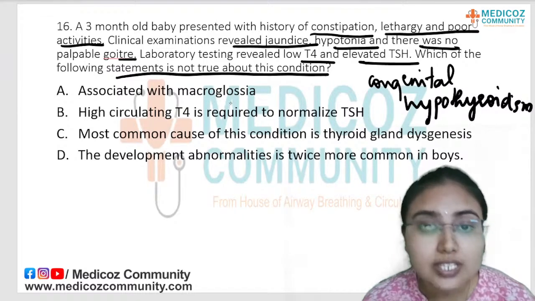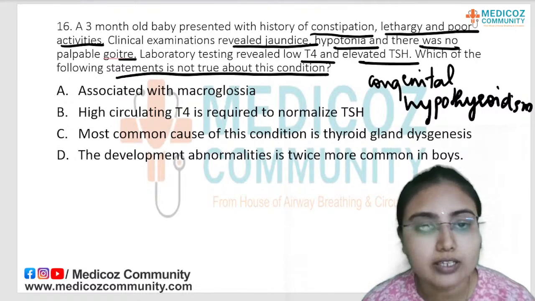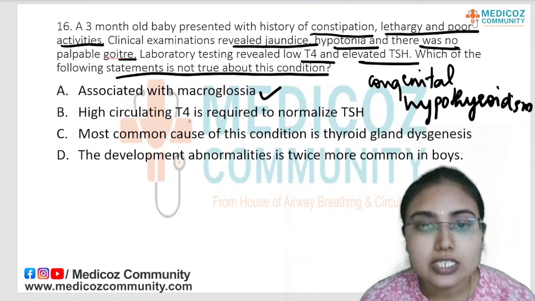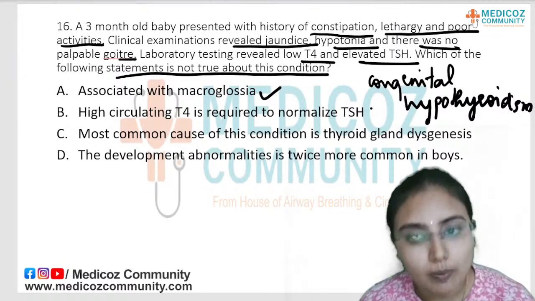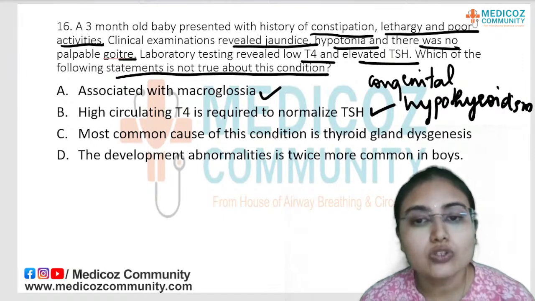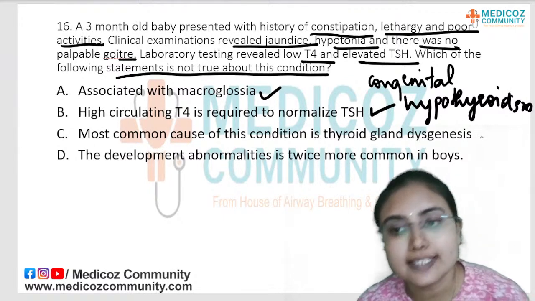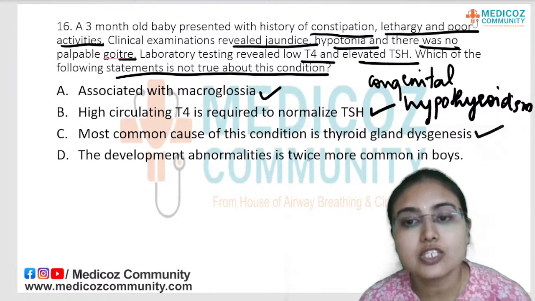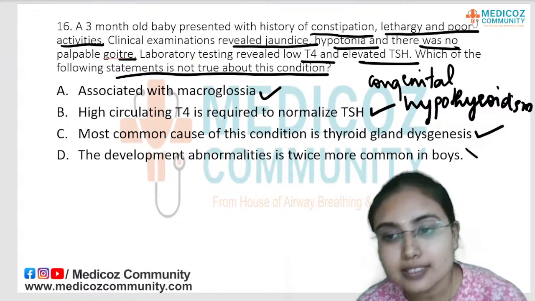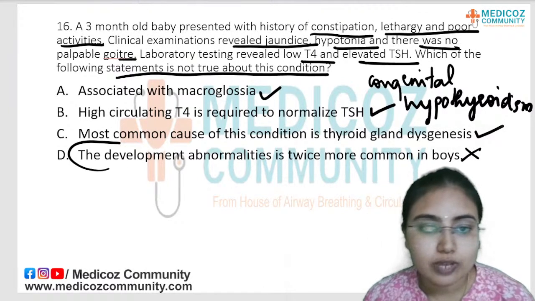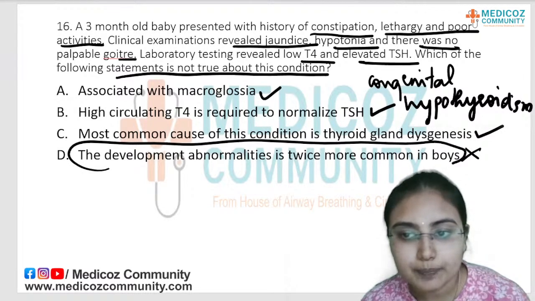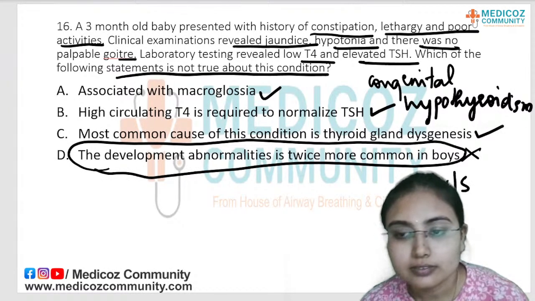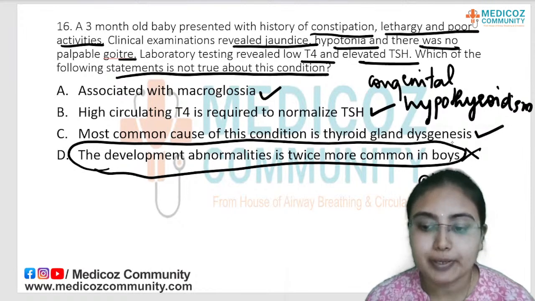They are asking which of these statements is not true, which is false. Is it associated with macroglossia? Yes. High circulating T4 is required to normalize TSH. Obviously true. Most common cause of this condition is thyroid gland dysgenesis. Again true. The developmental abnormalities are twice more common in boys. This is the false statement, so this is your answer. It is twice more common in girls. This is what you have to remember.